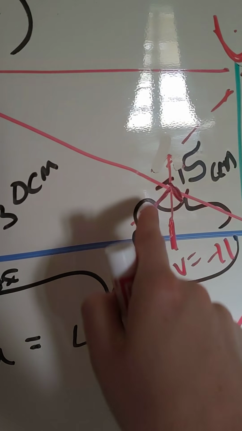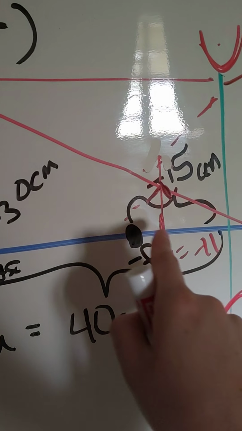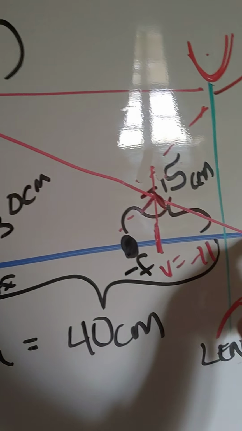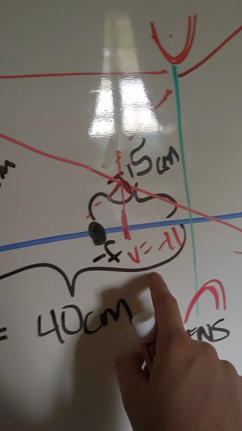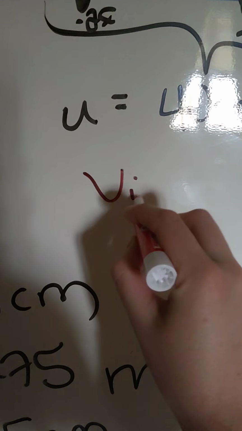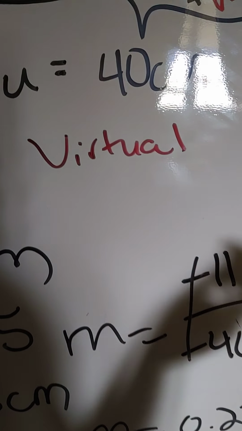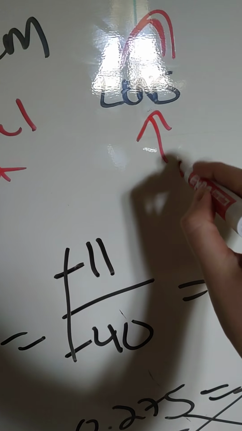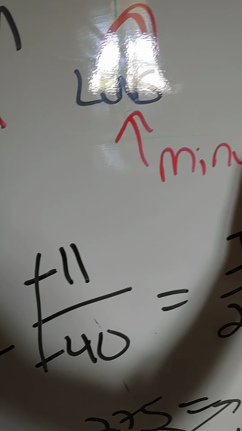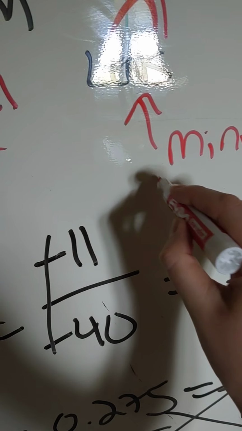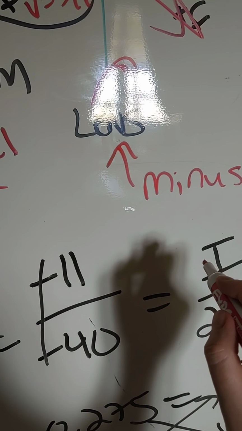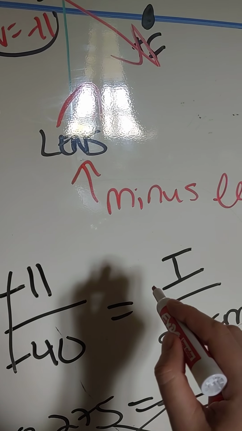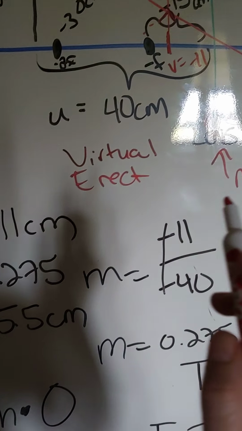And so here's our wonderful handy dandy image. It's over here on the left side of the lens because it's not projected through the lens. This image is a virtual image. It's erect. And we have a minus lens. Okay. Let me know if you have any questions.